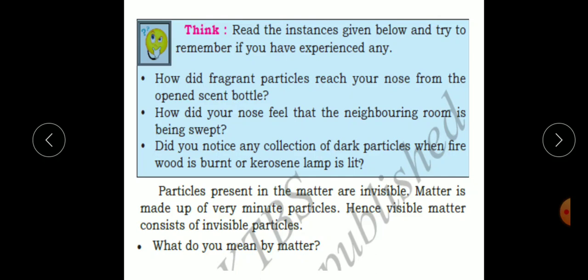Hence, visible matter consists of invisible particles. So, what do you mean by matter? Material which is made up of small or minute particles is called matter.